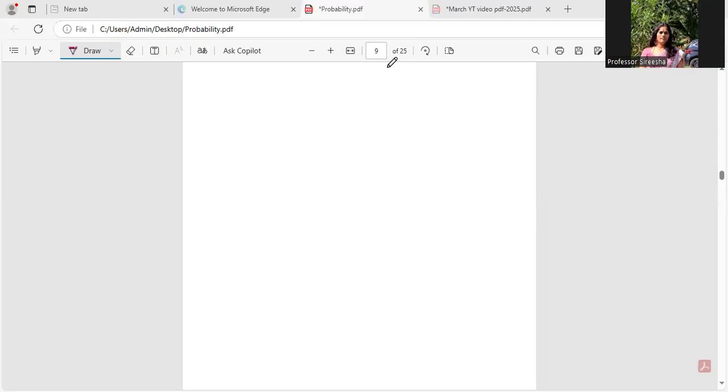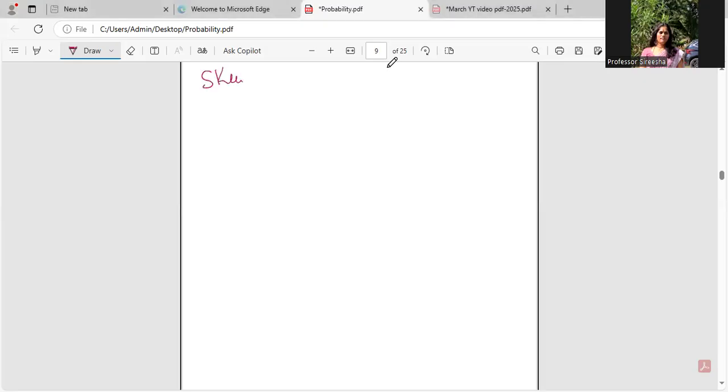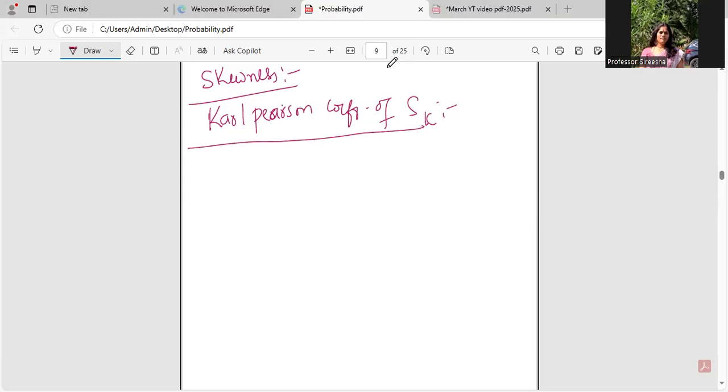Okay. So, we have discussed in the previous video that to measure skewness, in literature, we have two standard formulae proposed by Karl Pearson and Bowley: Karl Pearson's coefficient of skewness and Bowley's coefficient of skewness. Let's see what the formula for Karl Pearson's coefficient of skewness is.